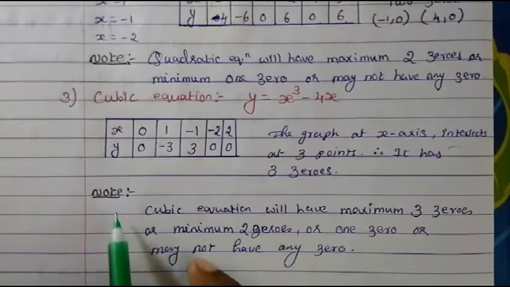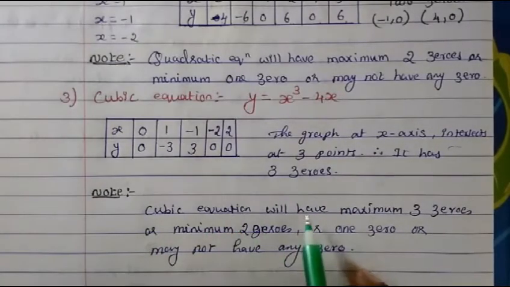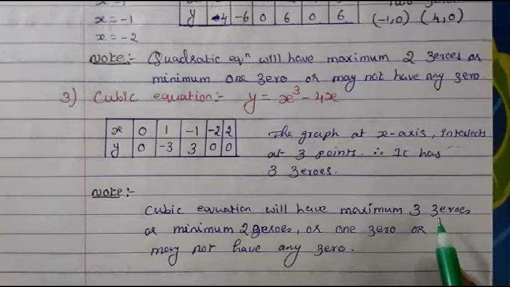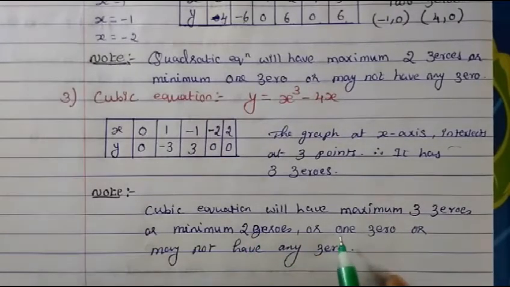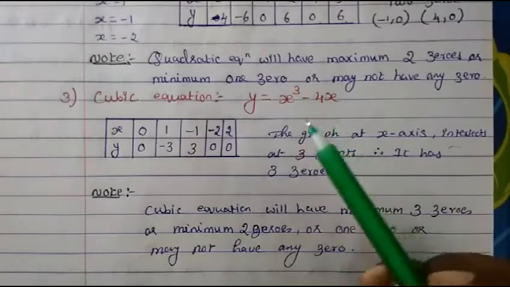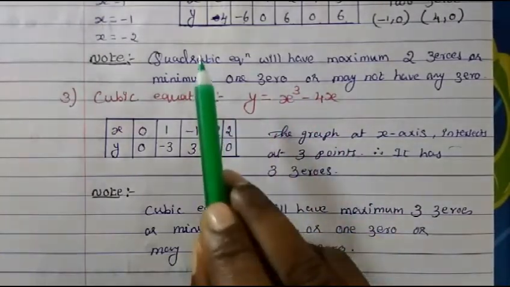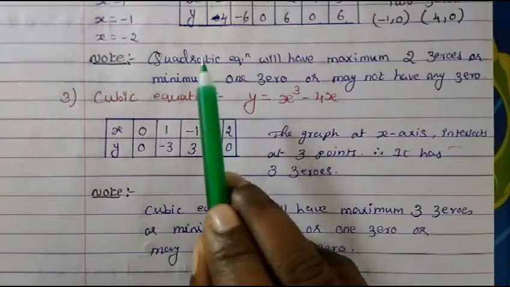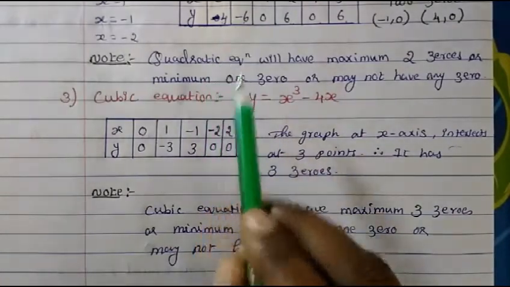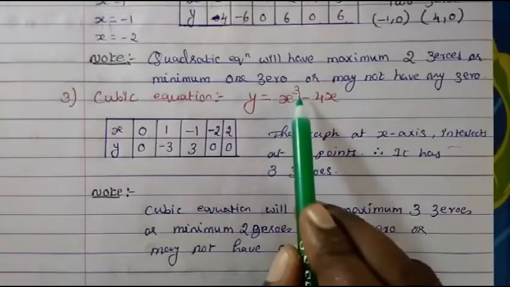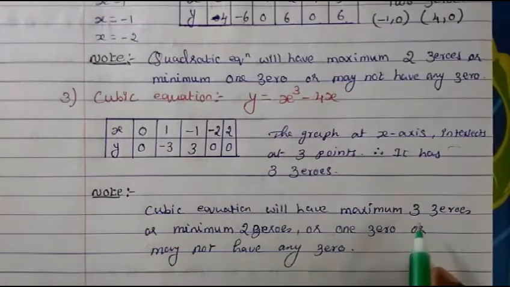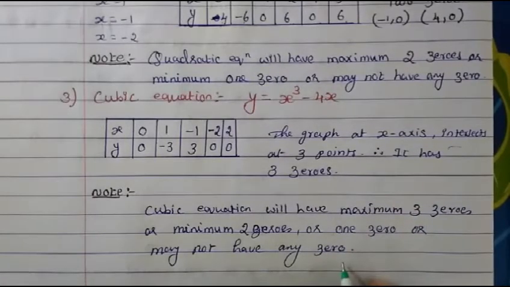So what we have to note here? A cubic equation will have maximum 3 zeros or minimum 2 zeros or 1 zero, or may not have any zero. As I said for quadratic also, the highest power is 2, therefore the maximum will be 2. Then not more than 2 zeros will be there. So in the same way for a cubic equation, the highest power is 3. So the maximum will be 3 zeros or less than 3 or may not have any zero, but not more than 3. I hope that you are understanding this concept.